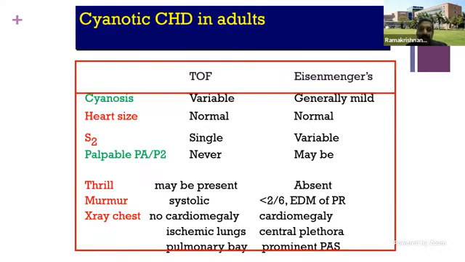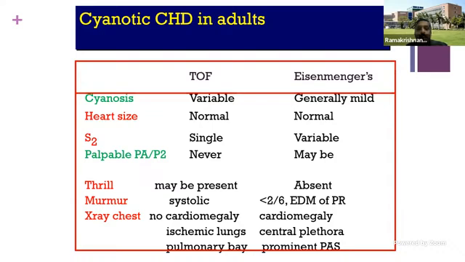S2 will be single in tetralogy, whereas in Eisenmenger syndrome, it will be variable. Thrill may be present in Eisenmenger syndrome because only a flow-related murmur has to be there. Just think of the physiology. Only the flow-related murmur is going to be there, so you don't find a loud murmur.